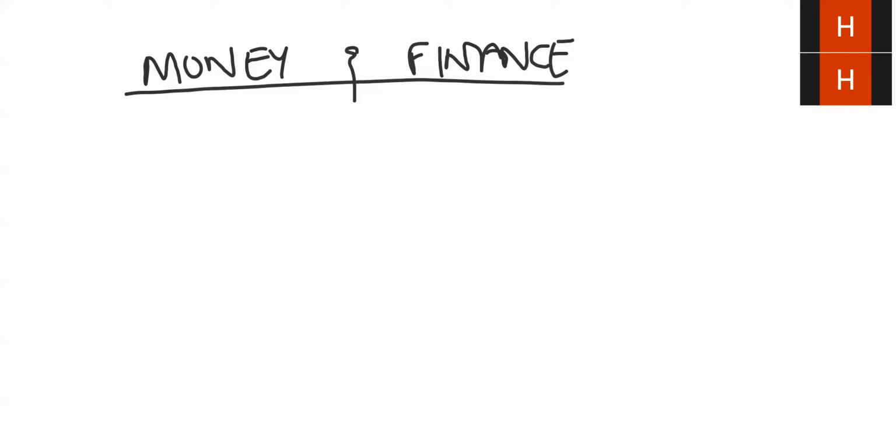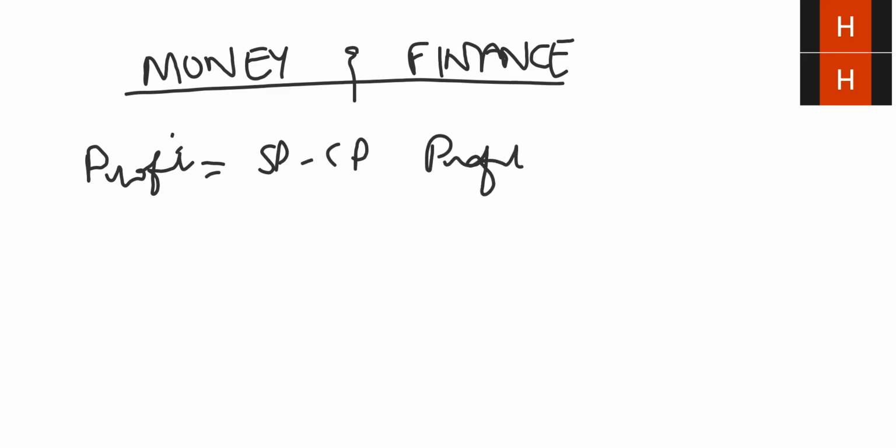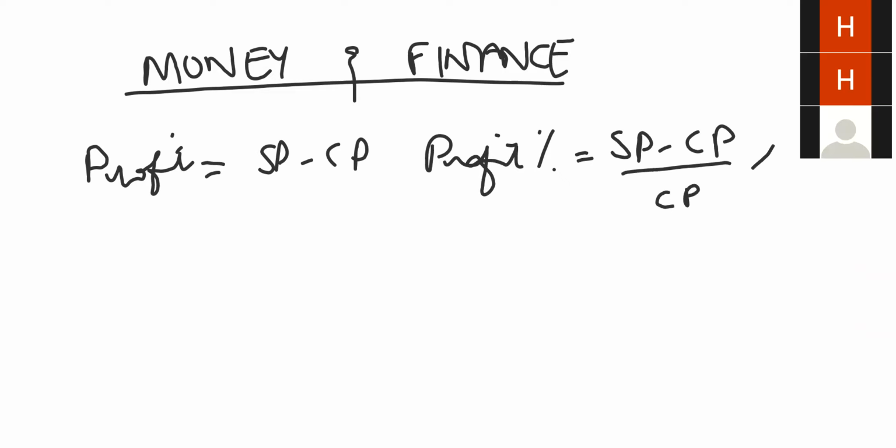All right. So the first thing that we did was our profit percentages and losses. The profit that we defined was our selling price minus our cost price. And so the profit percentage was our selling price minus cost price over cost price, into a factor of 100.